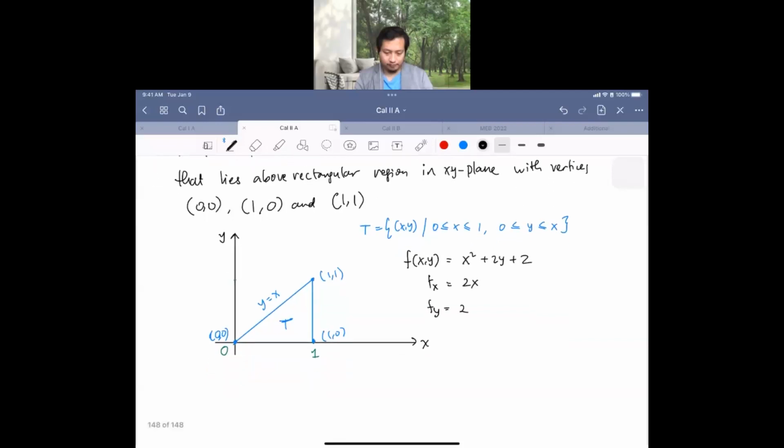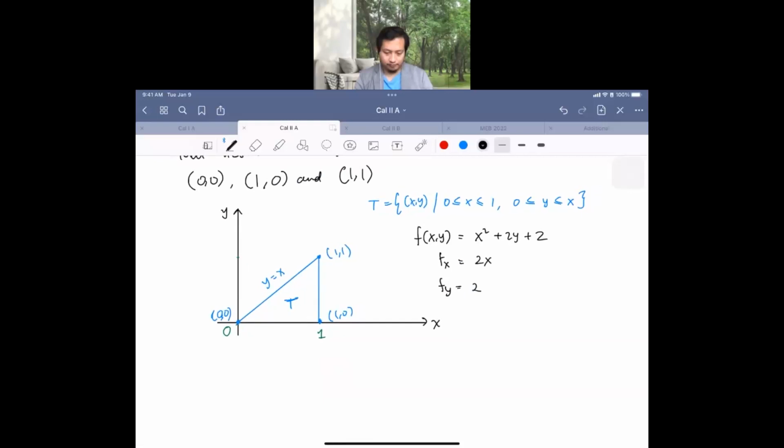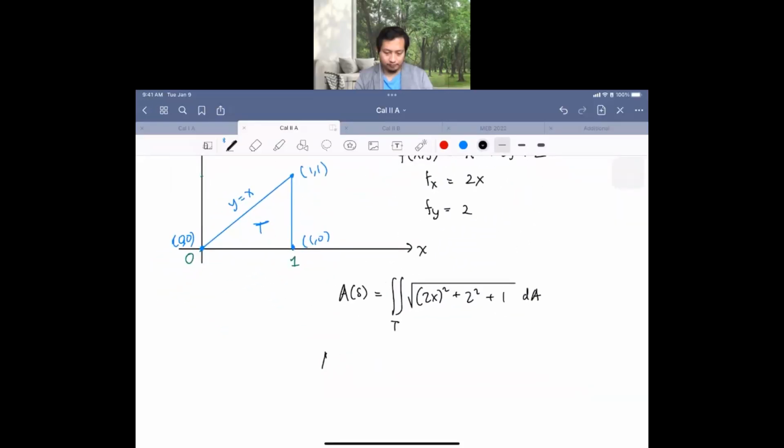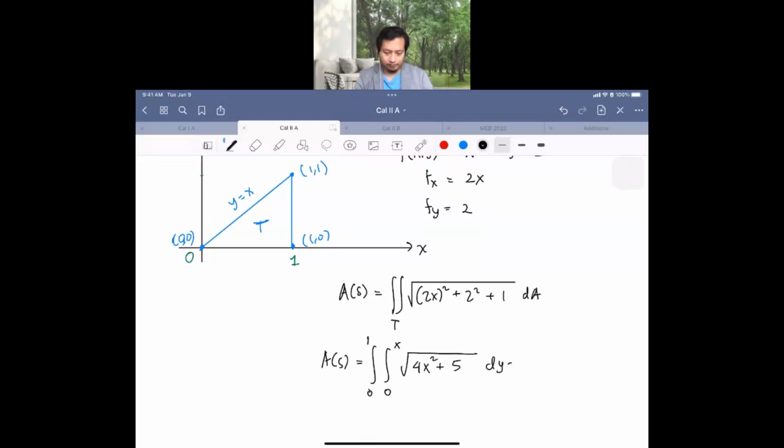Because it's not too difficult to do the partials, we can directly write the area. This is the square root of (2x) squared plus 2 squared plus 1, and then dA. We could solve the inside. Or maybe we'll write 0 to 1, and then 0 to x, the square root of 4x squared plus 5, and then dy dx.